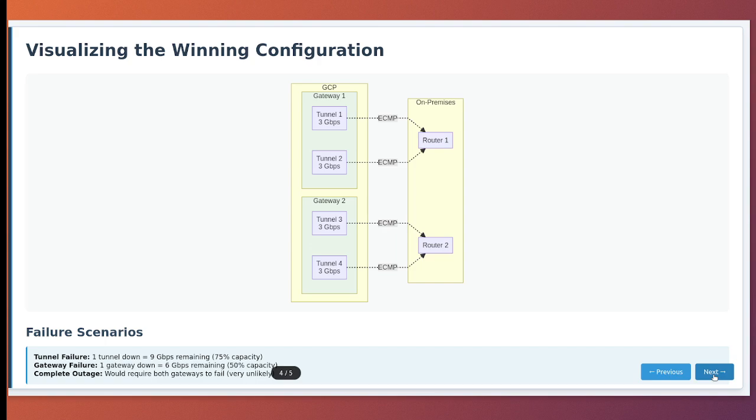This is why having multiple gateways is crucial for true high availability. Compare this to the single gateway options. If that gateway fails, you lose all connectivity regardless of how many tunnels you had. This creates a complete outage for your hybrid connectivity, which is unacceptable for production workloads. This configuration also provides flexibility for maintenance. You can take down one gateway for updates while maintaining connectivity through the other, then switch and update the second gateway. This enables zero downtime maintenance windows.